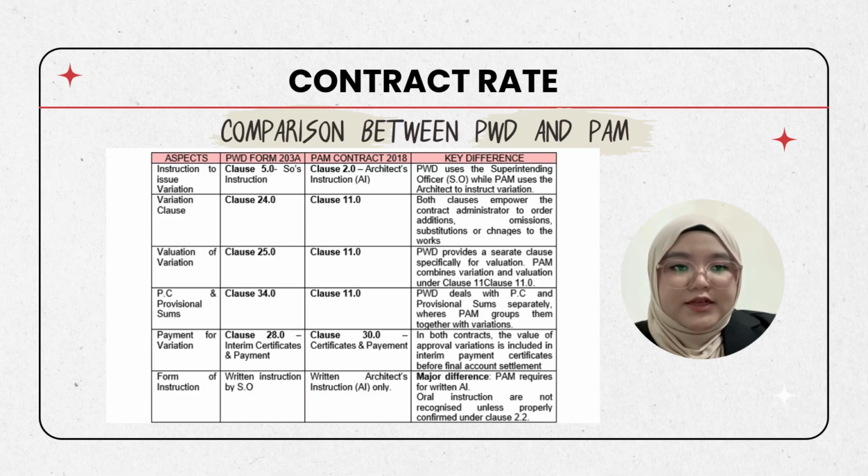In both contracts, the value of approved variations is included in interim payment certificates before final account settlement. And the major difference: PAM requires a formal written AI, and oral instructions are not recognized until properly confirmed under Clause 2.2.